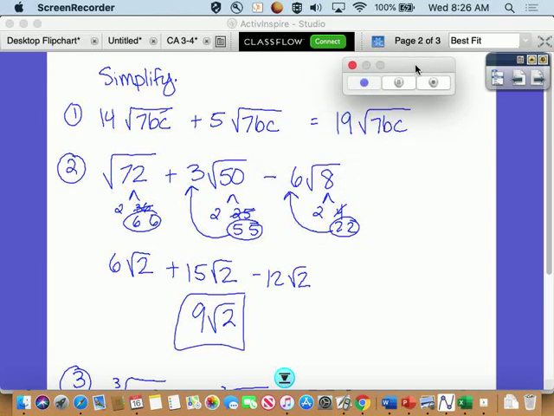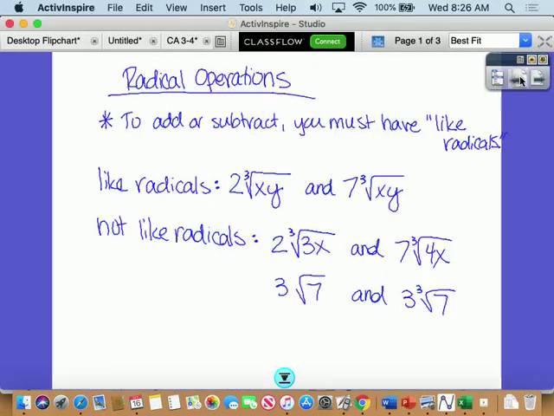Video at the beginning, but we're in section 6.3, radical operations. And what we learned, this is good review for the rest of the class, is that to add or subtract, you have to have like radicals. That means that the index and the radicand have to be the exact same. So these are like radicals. These are not. This one's not because the radicand is not the same. This one's not because the index is not the same.